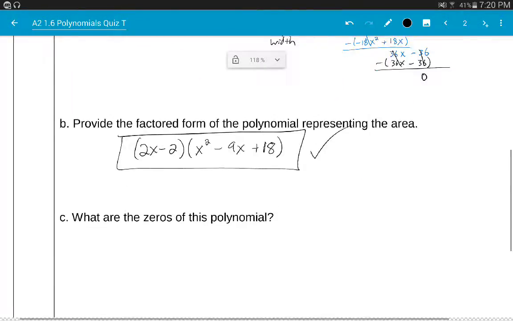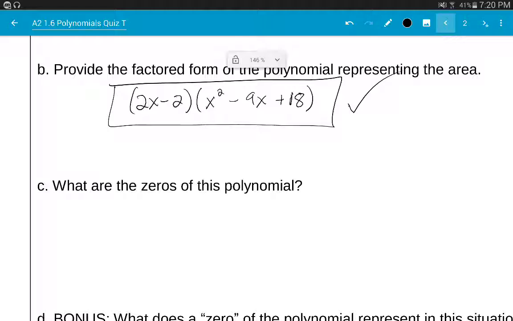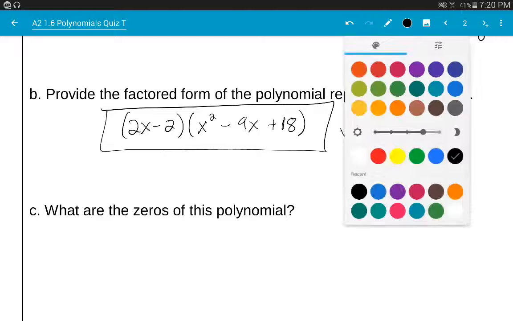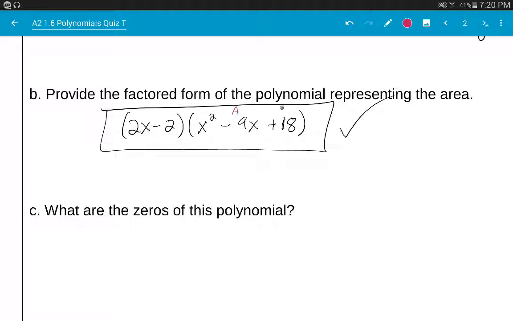Now, in order to find the zeros, we have to do just what we did in question 4. We are going to find what adds to negative 9 and multiplies to 18. 18 could be 9 times 2, or 18 times 1, or 6 times 3. Now they have to add to negative 9, so I think it's negative 6 and negative 3. And yeah, negative times negative would be positive 18. That's perfect. So we can break this up.